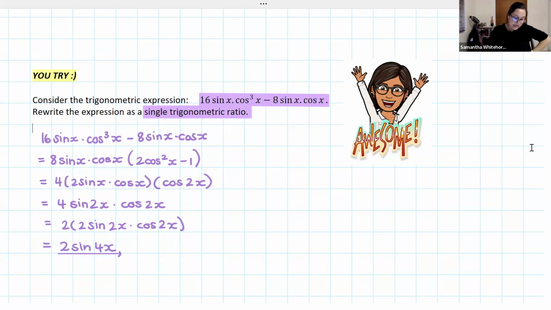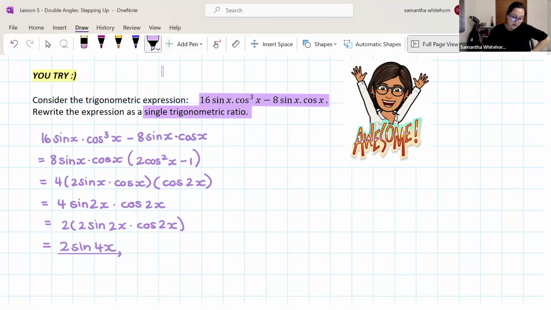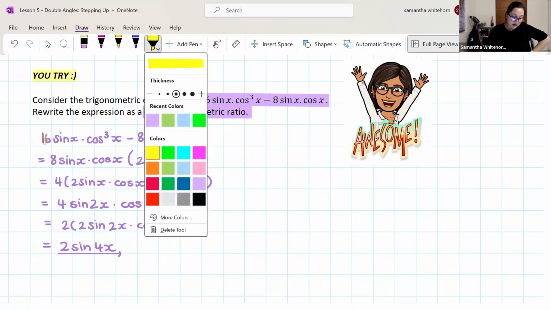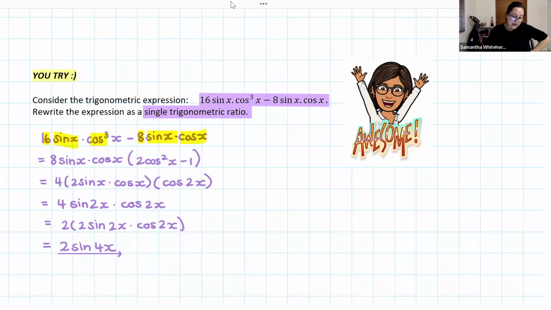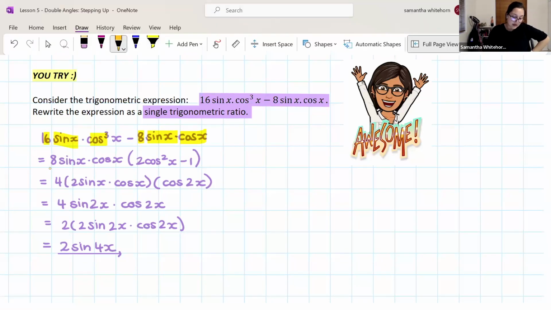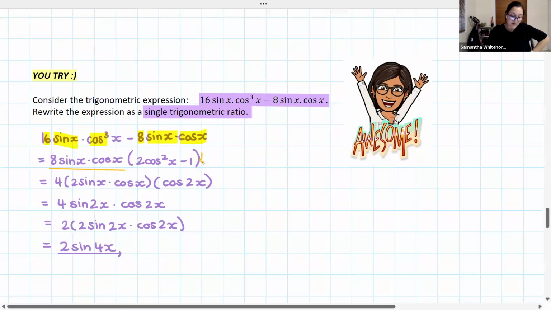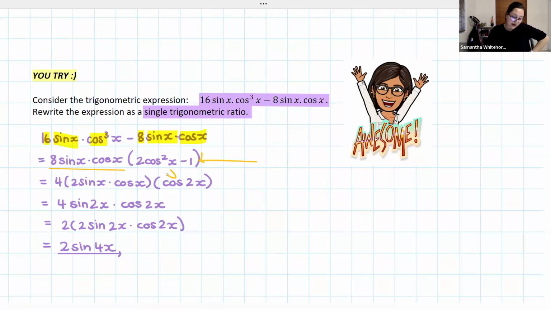Okay, so we factorize. If you look at what you were given, you have a common factor of 8, because 8 divides into 16 and 8, as well as a sine x in both, and 1 cos x in both of them. If you take that out as your common factor, what you end up being left with is a double angle, which can then simplify to the cos double angle. And it means that you can now start applying the formulas that you know.